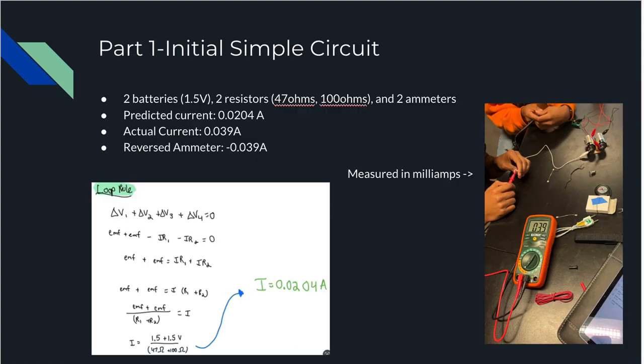So for part 1, the initial simple circuit, the predicted current was 0.0204 amps, which differed greatly from the actual current of 0.039 amps. And then this was the reversed ammeter value. This is how the predicted current was calculated with the loop rule. And then these were made of 2 batteries, 2 resistors, and 2 ammeters.